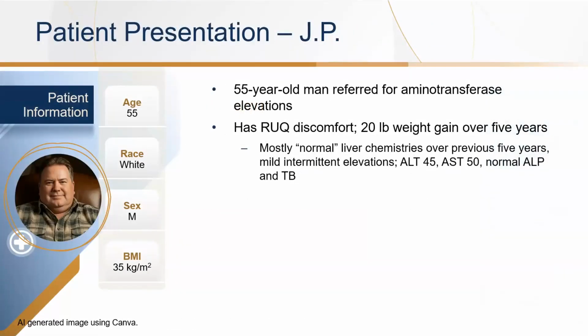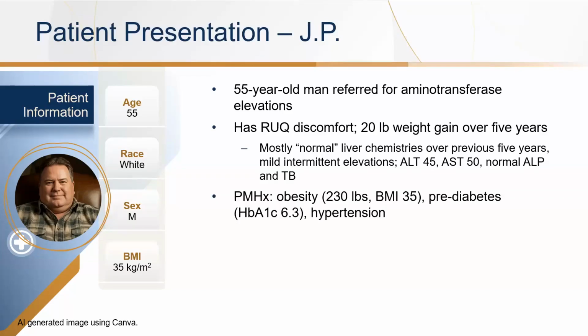So now we're going to do a patient study. Our patient is JP. He's 55 years old. He's a white male with obesity, BMI of 35. He was referred to us for elevated aminotransferase. I can never say this right. Transaminases. He has right upper quadrant discomfort. He's gained 20 pounds over the last 5 years. He has mostly normal liver chemistries over the previous 5 years with mild intermittent elevations, ALT of 45, AST of 50, normal ALP, and total bili. Now, in the hepatology world, we consider anything over 30 in an ALT, AST is abnormal.